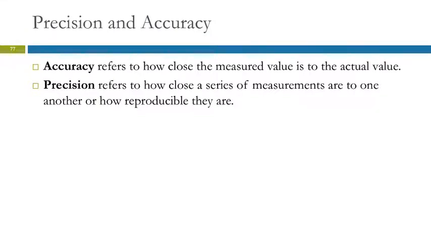Accuracy and precision, it's important to understand the difference between these. Accuracy is how close your result is to the true value? How correct is it? Precision refers to multiple measurements. How close are they to each other? Ideally, we would be accurate and precise, but you can be one or the other. You could be both. You can be none.